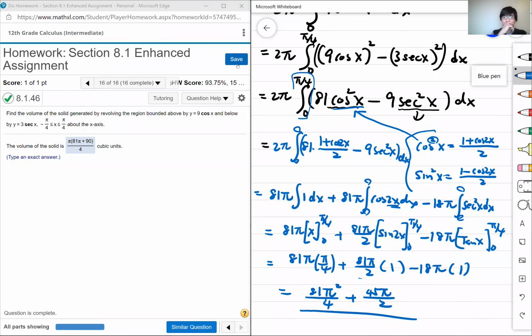So that's the complete explanation for homework section 8.1. Next time I'm going to explain section 8.2, which is about integration by parts, which is a very important technique in integration.